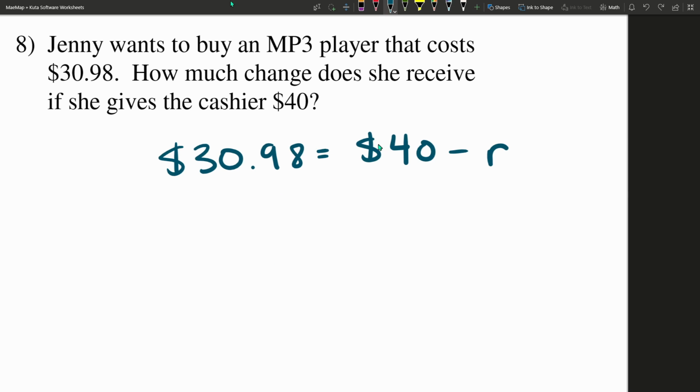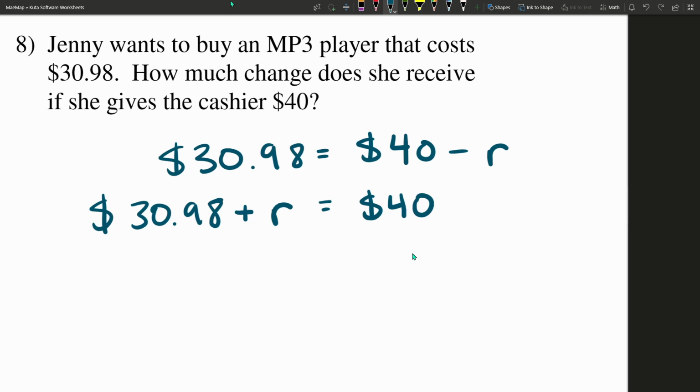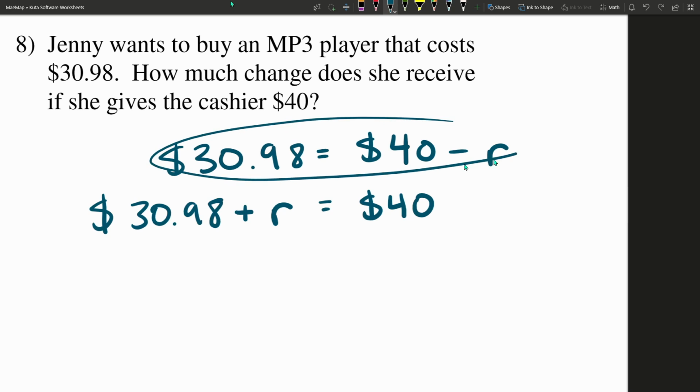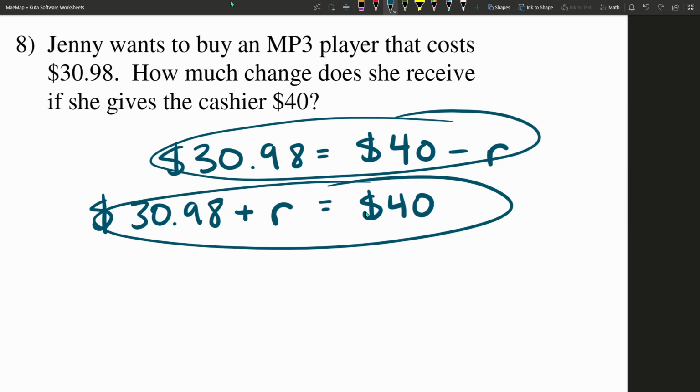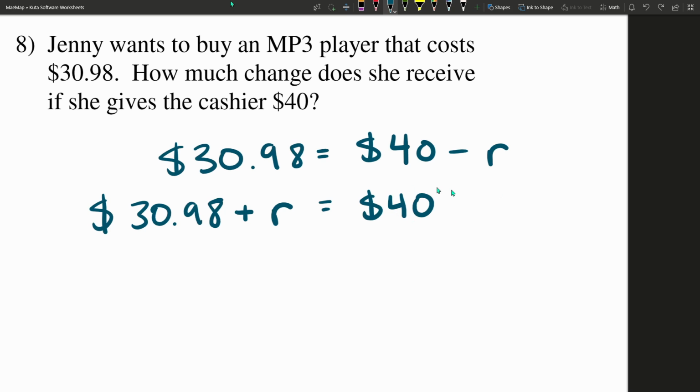Another way we could write this is that if we know that the MP3 player costs $30.98, if we add the amount of change she receives to that, that's going to equal her total amount, 40. So you can see there's 2 separate ways that we can think of this problem. And in order to go from this equation to this equation, or vice versa, all you have to do is change the side that R is on by either adding R to both sides in the first equation or subtracting R from both sides in the second equation. So these two are saying the same thing. R is just on the left hand in one versus the right in the other.